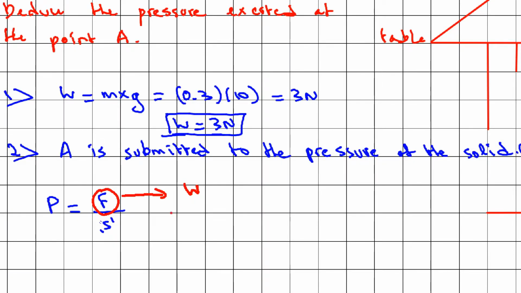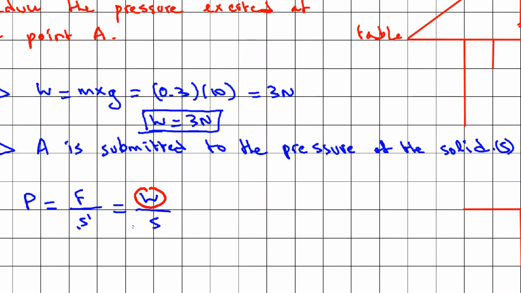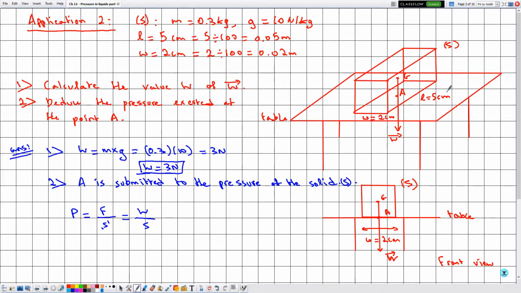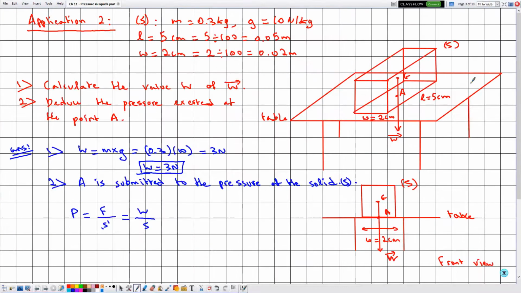So F represents W. So we can say that P is given by W divided by S, because F is equal to W. Now we know that the value of W is given by 3 newtons. In order to determine the value of P, it's left to determine the value of S. Now here, because the surface area represents a rectangle, we can calculate S using that S is equal to length times width. Now the value of the length in the SI is given by 0.05 and the value of the width is given by 0.02.